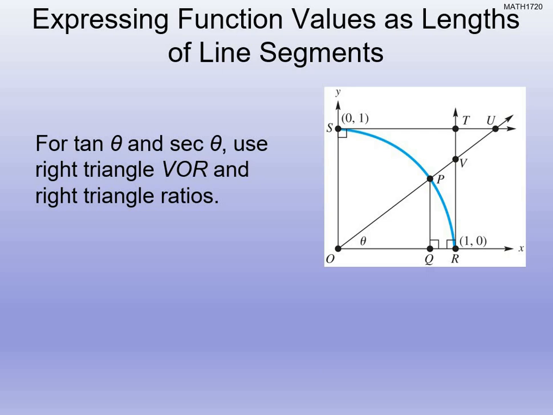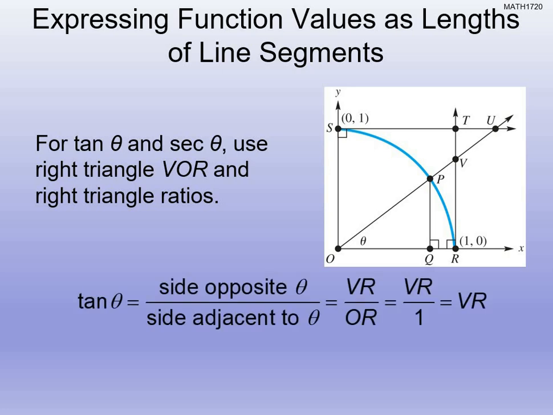Okay, so we're going to use the right triangle trig here. Tangent of theta is going to be what? VR over OR. We know that OR is 1 because it's on the unit circle. So we know that tangent of theta is equivalent to VR.